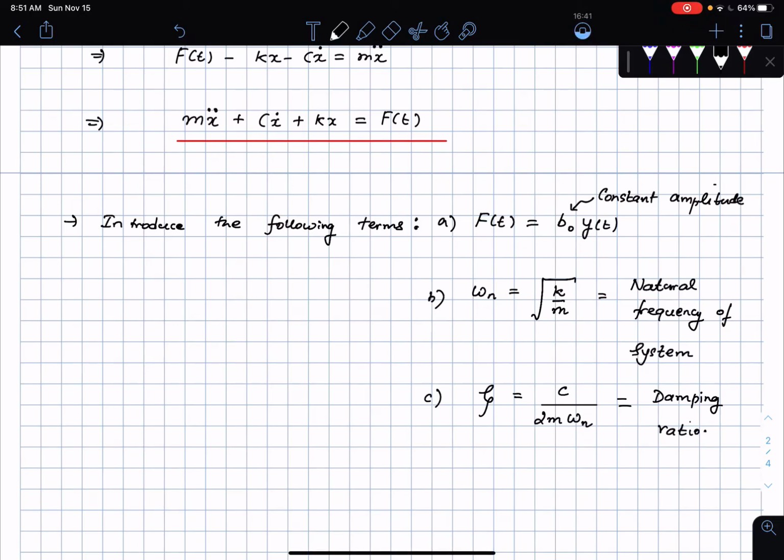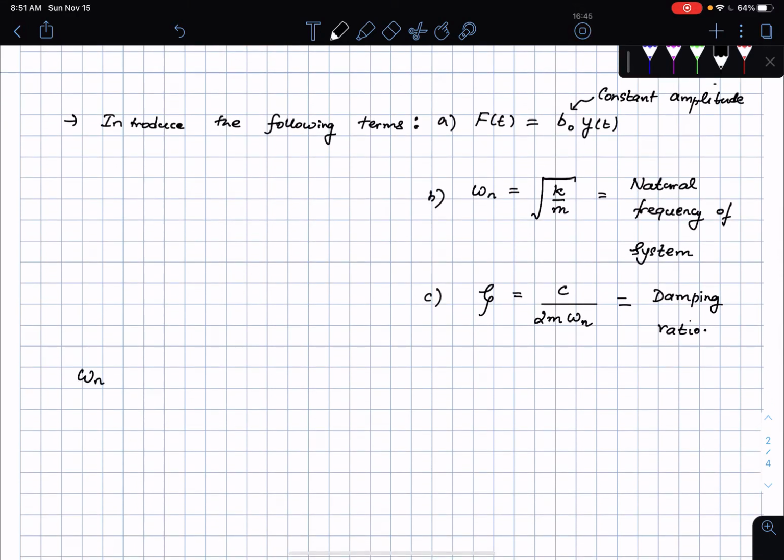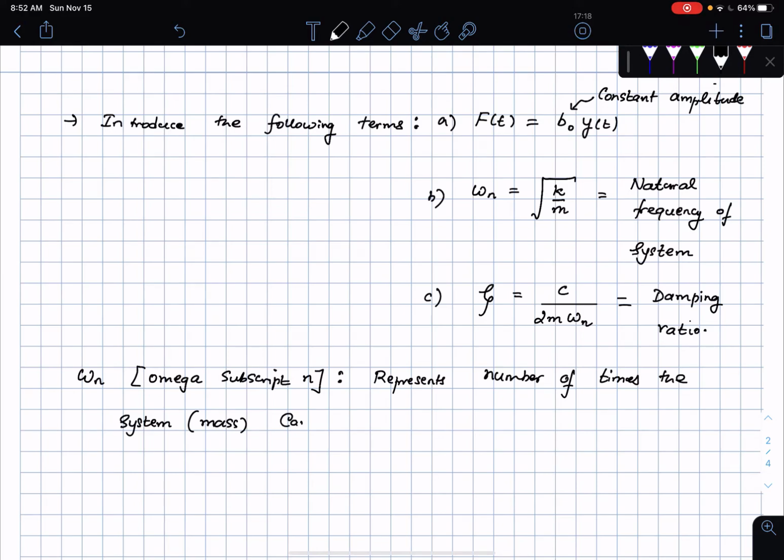And what is the meaning of all of these terms? So of course omega subscript n represents the number of times that the mass can oscillate per second about its static equilibrium position in the absence of any external force or friction.